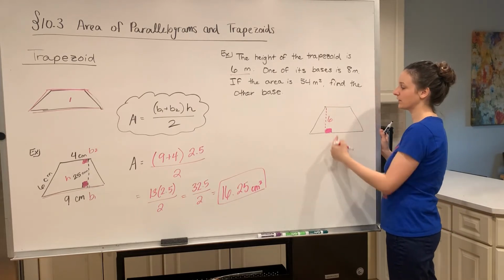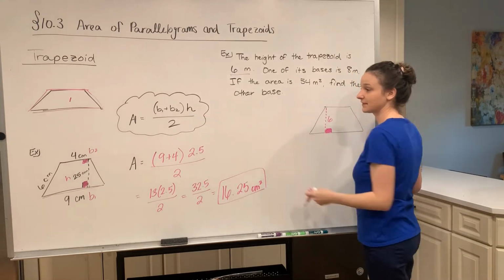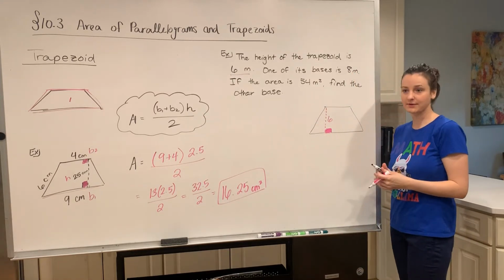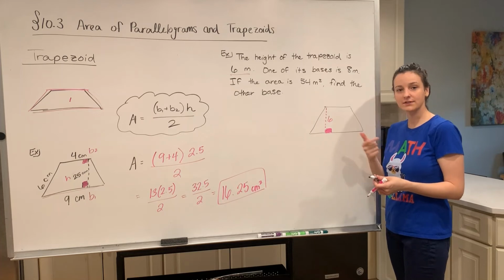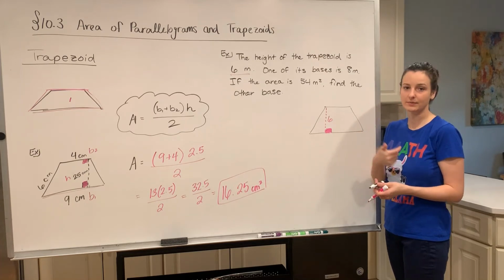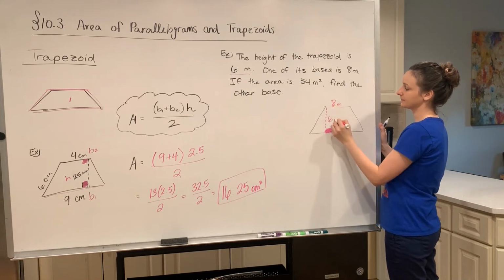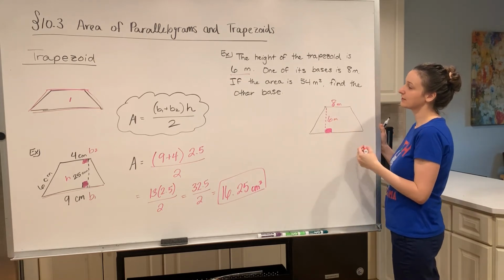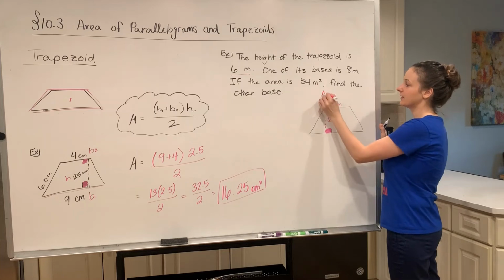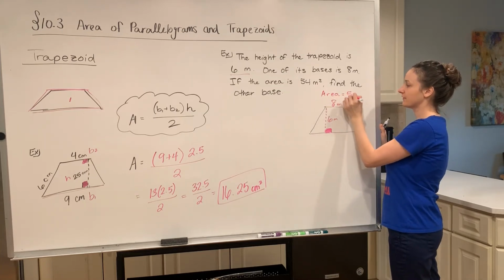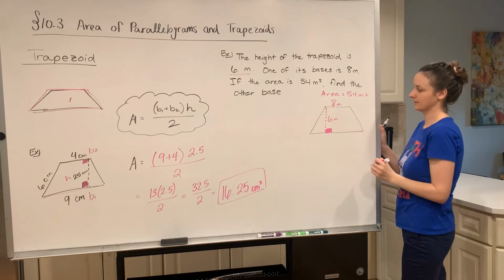It doesn't matter which one you pick because we're going to be adding them together. And we know from the commutative property that when we add, the order doesn't matter. 2 plus 1 is 3, and 1 plus 2 is also 3. So I'll call this one here 8 meters. And I know that the total area is equal to 54 meters squared.